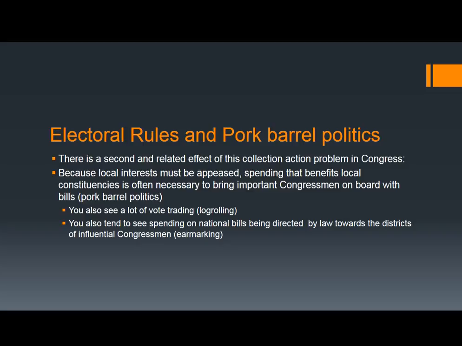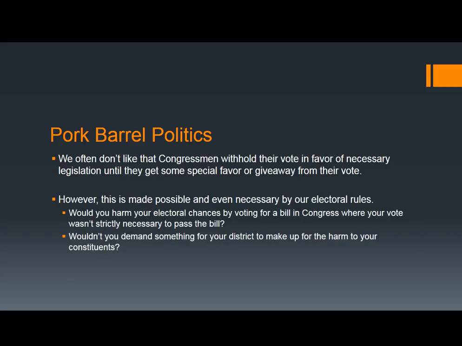Okay, so earmarking is presumably less bad than pork barrel spending, in the sense that the spending is needed. It's got to be spent somewhere, but it's spent somewhat inefficiently because it's spent for political reasons rather than economic or efficiency-oriented reasons. Okay, moving forward. We often don't like pork barrel politics. We don't like it that congressmen withhold their vote in favor of necessary legislation until they get some special favor or giveaway.